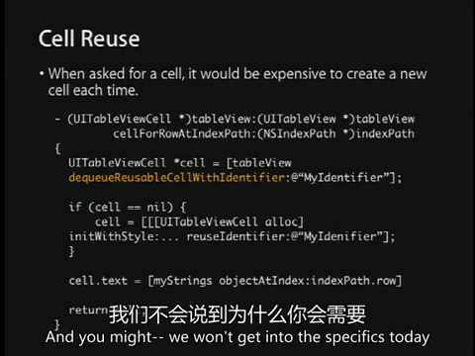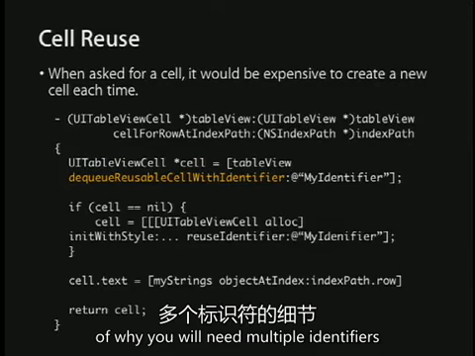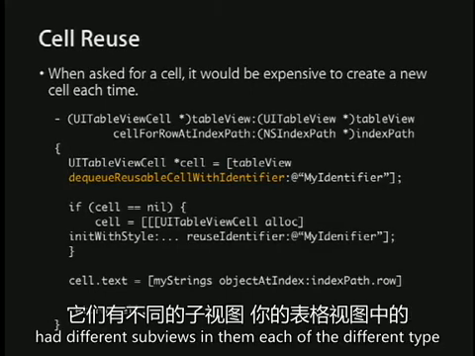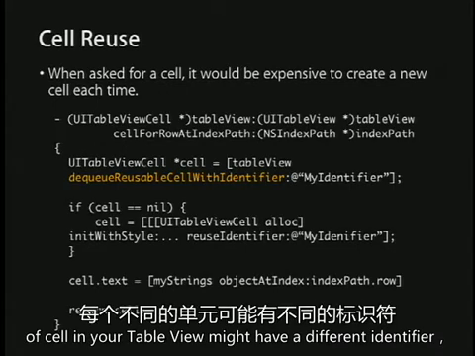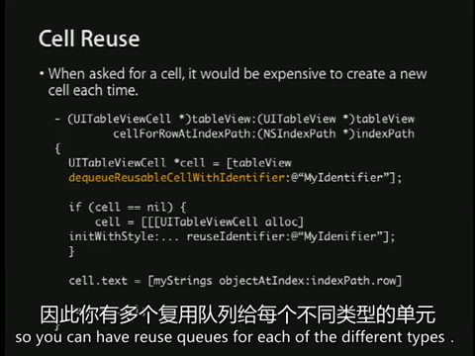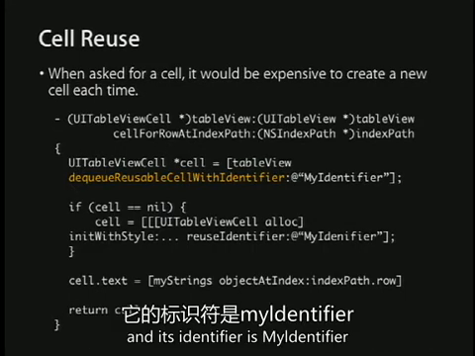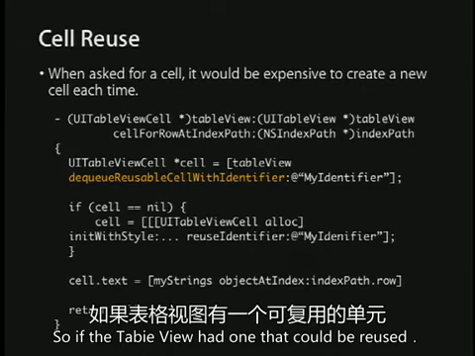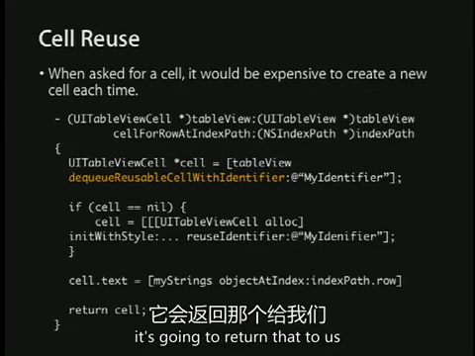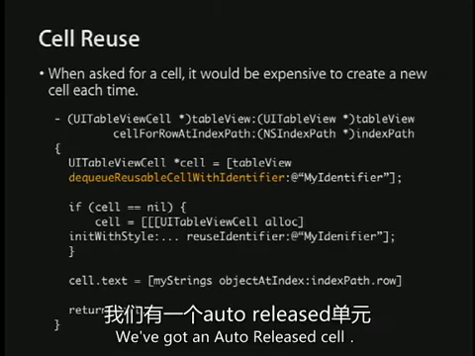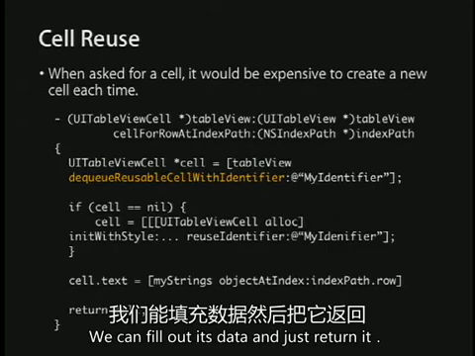We won't get into the specifics today of why you'd need multiple identifiers, but if you had different types of cells that, for instance, had different subviews in them, each different type of cell in your one table view might have a different identifier so that you can have reuse queues for each of the different types. But in this case, we'll assume we just have one type of cell, and its identifier is myIdentifier. So if the table view had one that could be reused, it's going to return that to us, and it'll already be autoreleased, so we don't have to do anything else there. We've got an autoreleased cell, we can fill out its data and just return it.